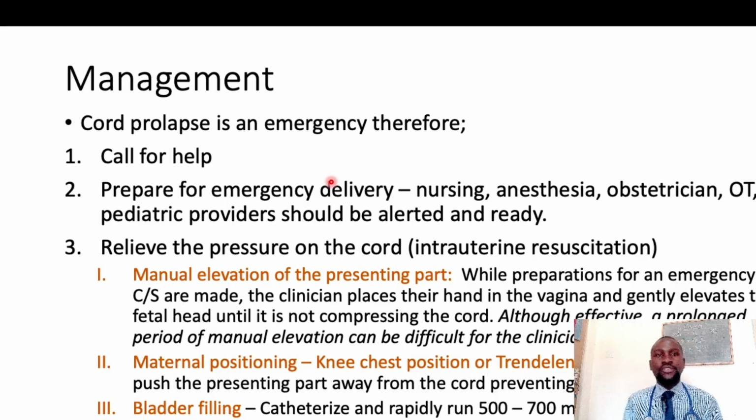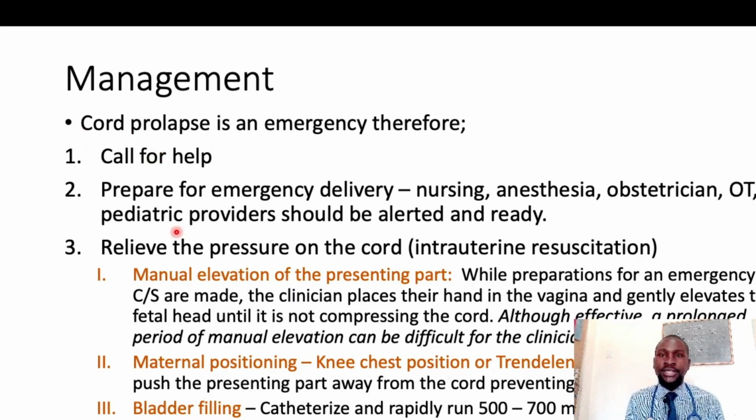So how do we manage cord prolapse? What's the management of cord prolapse? Remember that cord prolapse is an emergency, as I've said earlier. So therefore, number one, call for help. In medicine, help is all you need. We value teamwork, so you can't do it alone. Number one is call for help. Number two, prepare for emergency delivery.